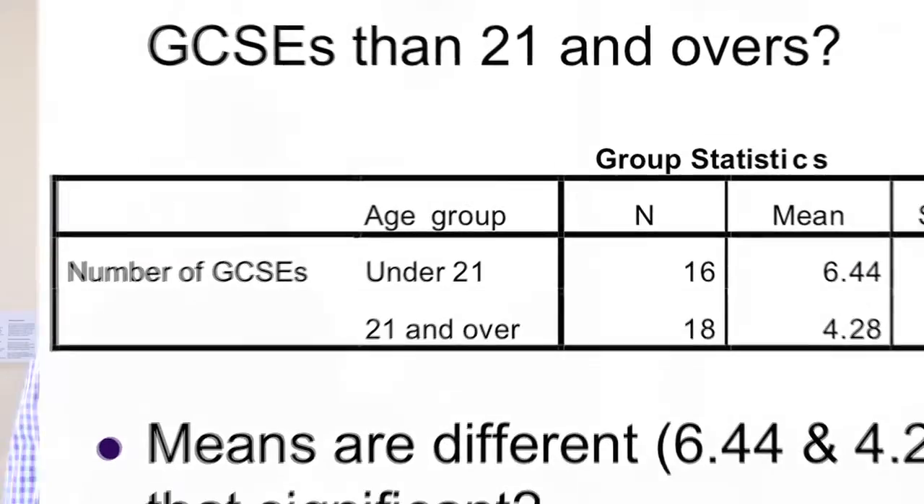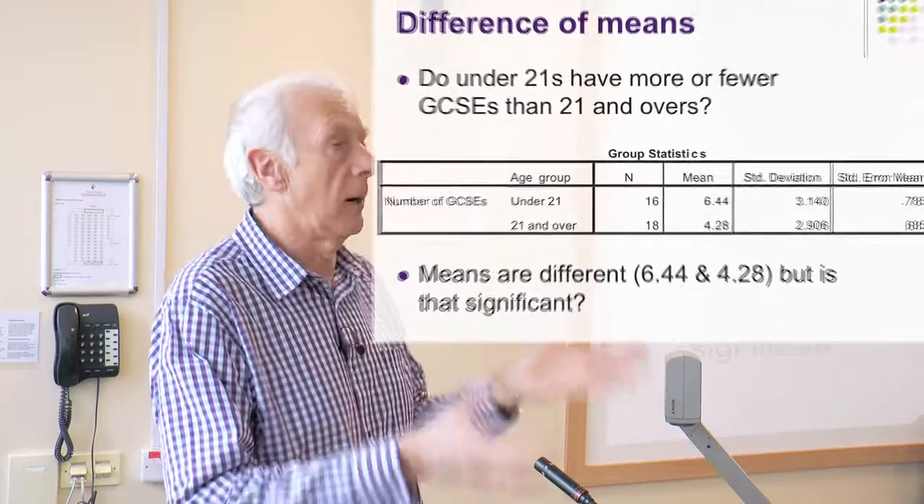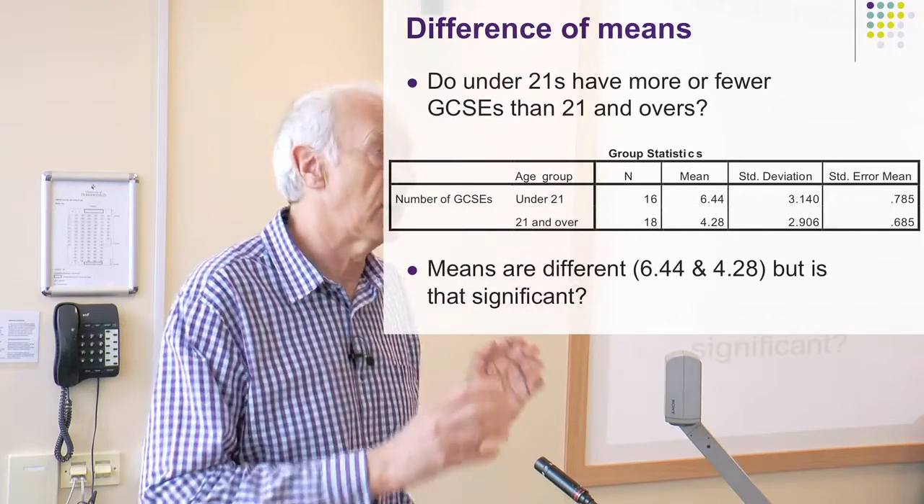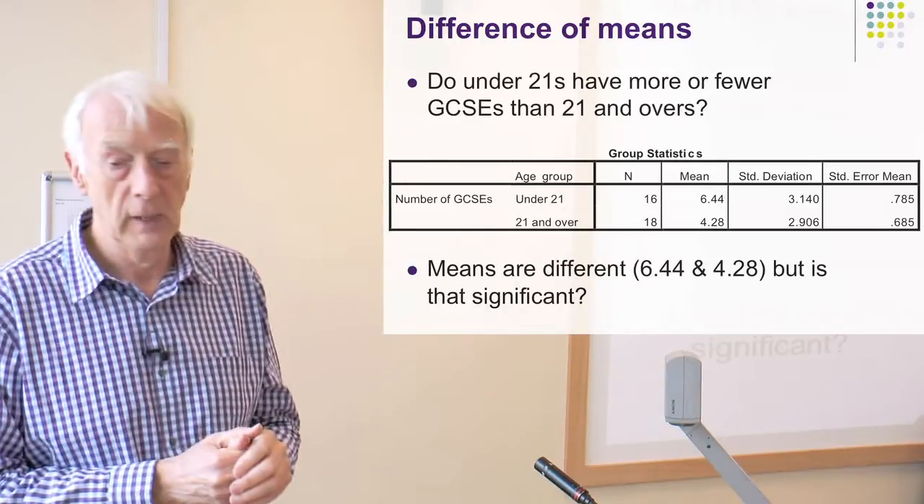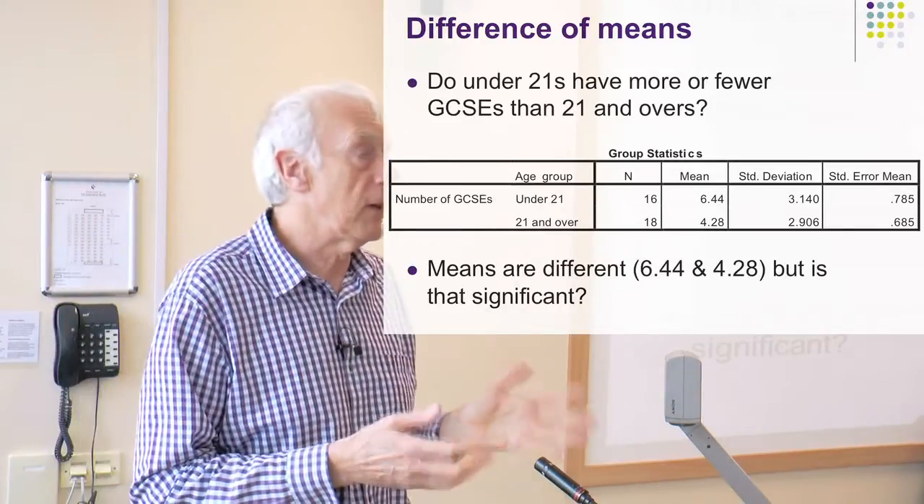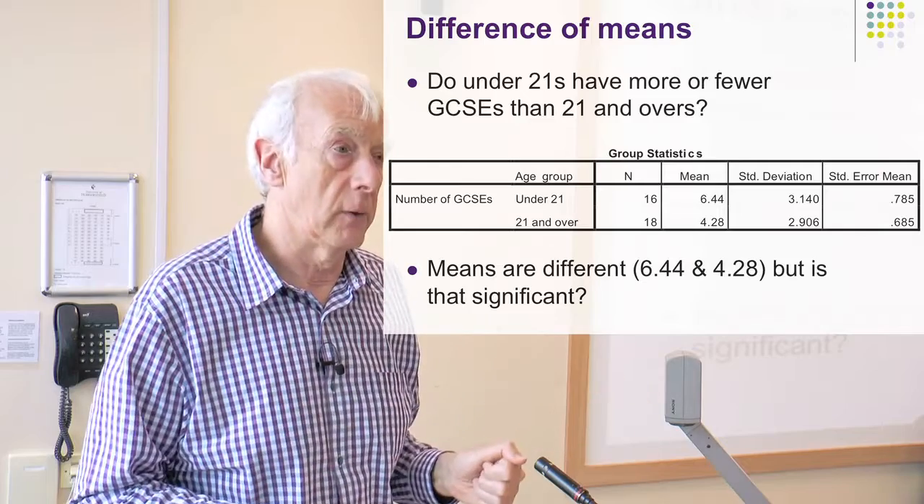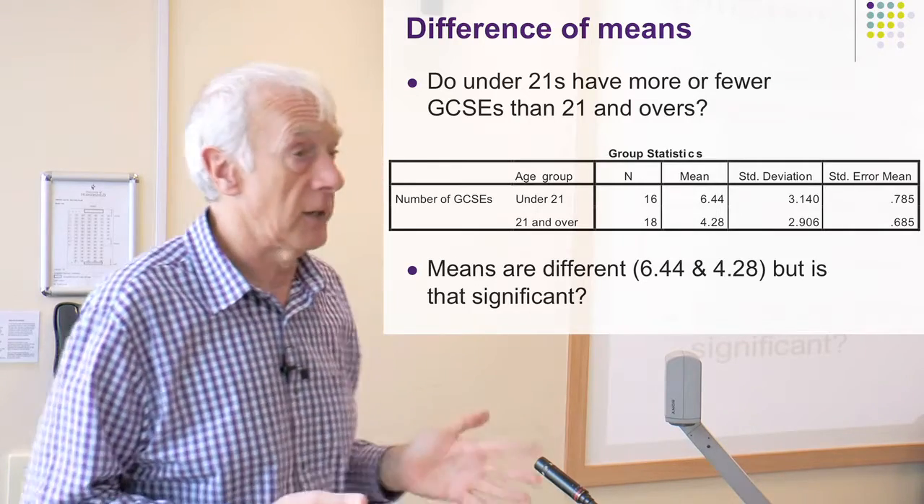Now, is that difference significant? If we were drawing these samples at random from a large number of classes of this sort, a large number of different student groups, would that be evidence of a difference between older and younger students? That's the question we want the t-test to help us answer.